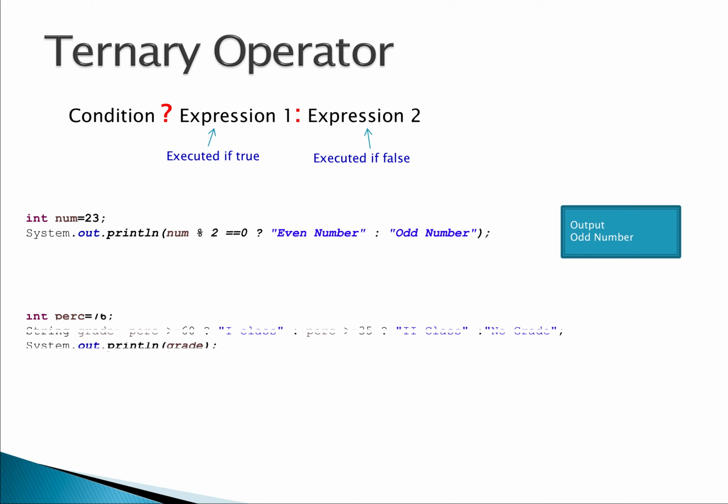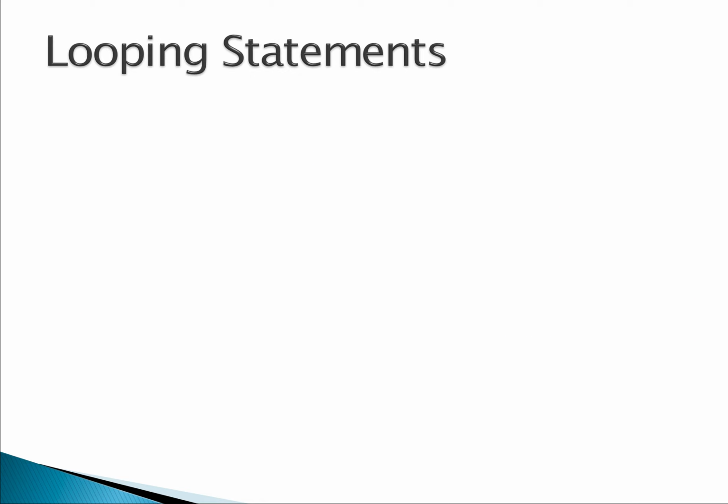If you make the percentage equal to 76, then the first condition itself is true. So it is going to assign first class to the grade and it is going to get printed. It is not going to execute the else part. So that's about the ternary operator.